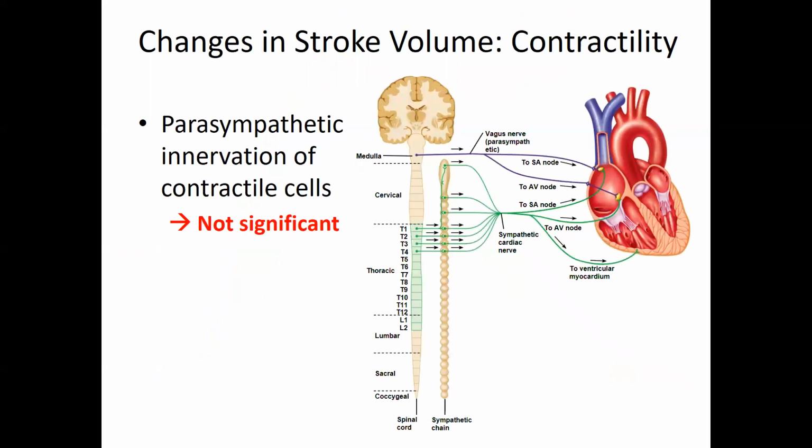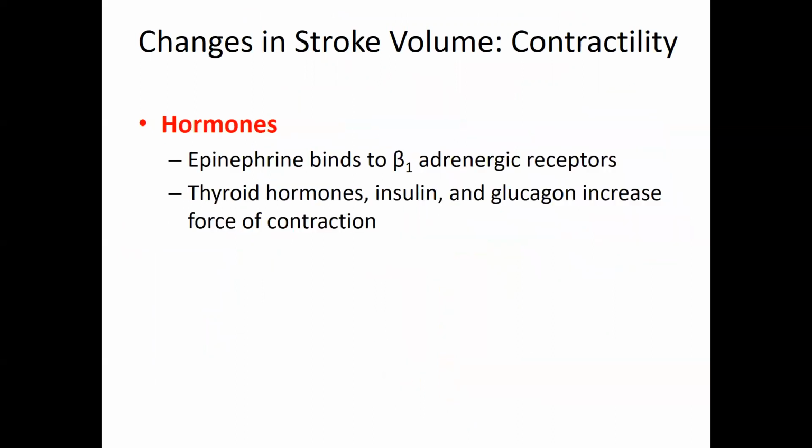All right, let's talk about the parasympathetic system. Now, I mentioned this on the first couple of slides. The parasympathetic system does not innervate contractile cells. And so the significance or the influence here is negligible. The parasympathetic system does not have much to do with how hard the heart works. That's exclusively for the sympathetic division. Okay. And then hormones, very similar to the way the hormones affected the heart rate, they also affect the contractility.